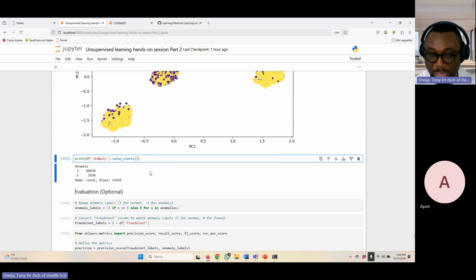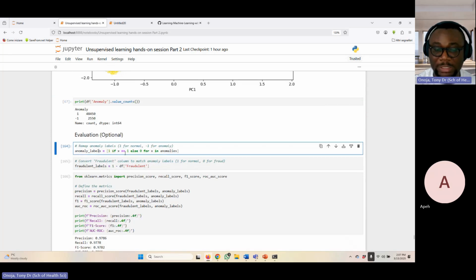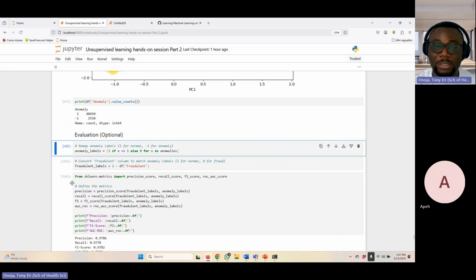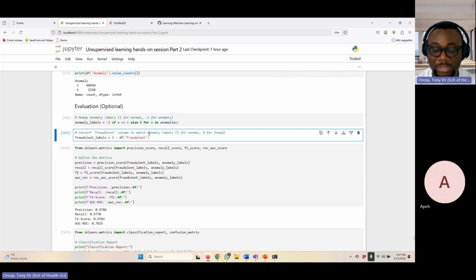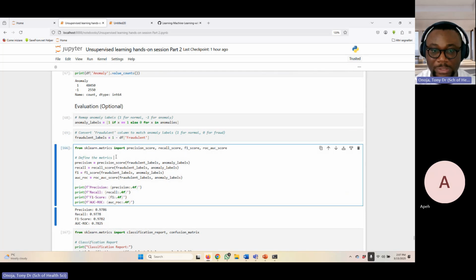So the next thing is to count how many of them we have. You can see the number of anomalies here. This was around 2,550, while the normal ones were around 48,000. So these should be the normal transactions, and these are the fraud that were detected from the anomalies. Another thing is to map them so you start from 1 and 0. These were just more of feature engineering approaches that we did.